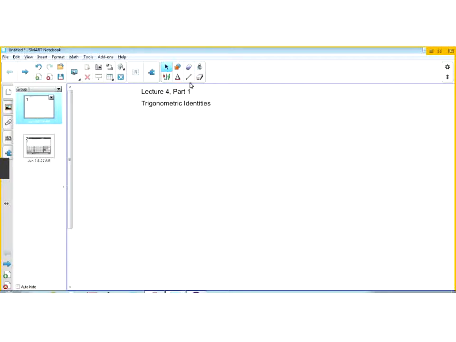Okay, so in the first category of trigonometric identities, we have what are called reciprocal relations of the trigonometric functions. So we'll call this reciprocal relations. Okay, and as you might suspect, this would involve constructing rational functions. Reciprocal identities, we'll call these.